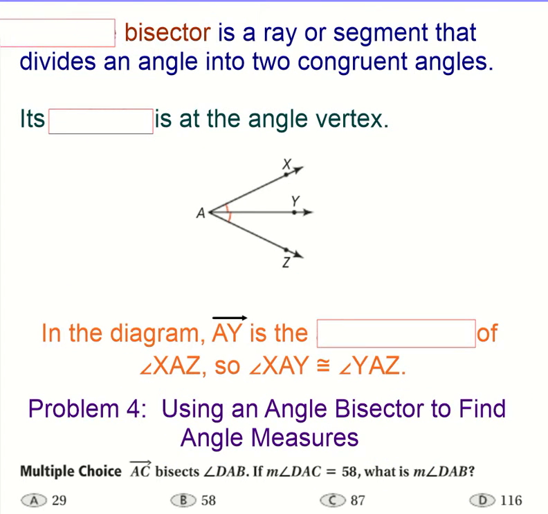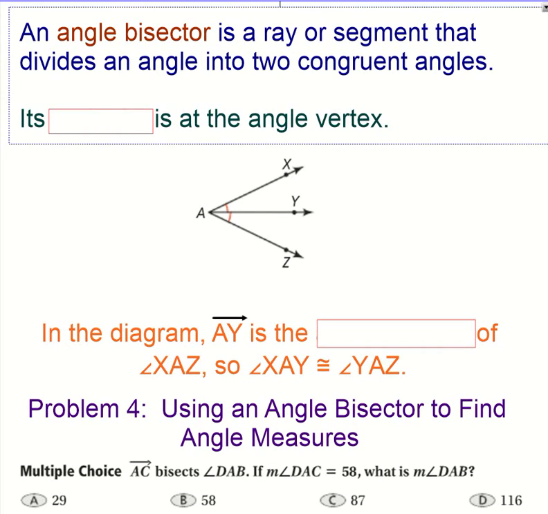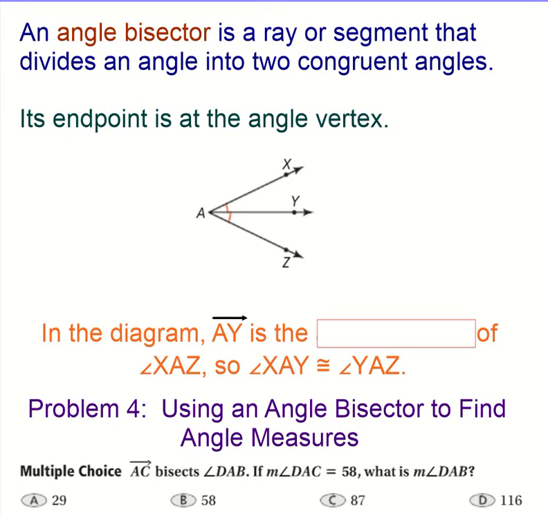So here we are onto our last slide. The next thing we need to talk about are angle bisectors. We've talked about segment bisectors, and now we're talking about angle bisectors. An angle bisector is a ray or segment that divides an angle into two congruent angles. So it's the same type of concept. Its endpoint is at the angle vertex. If we're looking at this diagram below, it says AY is the angle bisector of angle XAZ, which means that angle XAY is congruent to angle YAZ.